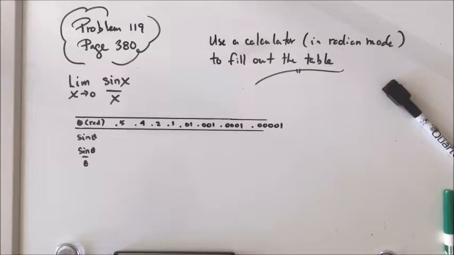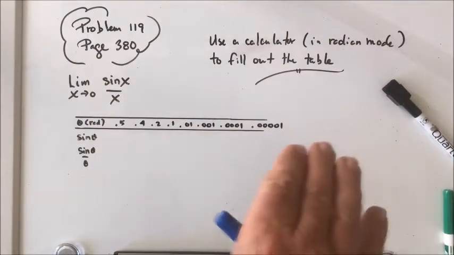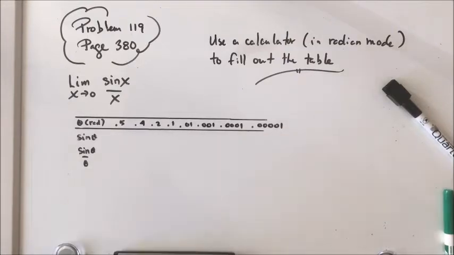Right, this is the second of the three problems that I was going to do for you for your homework. It's problem 25 on page 380, problem 119. As you can see, you're assigned a very similar problem involving the cosine rather than the sine, problem 120. This problem says use your calculator, make sure you put it in radian mode, and then fill out this table.